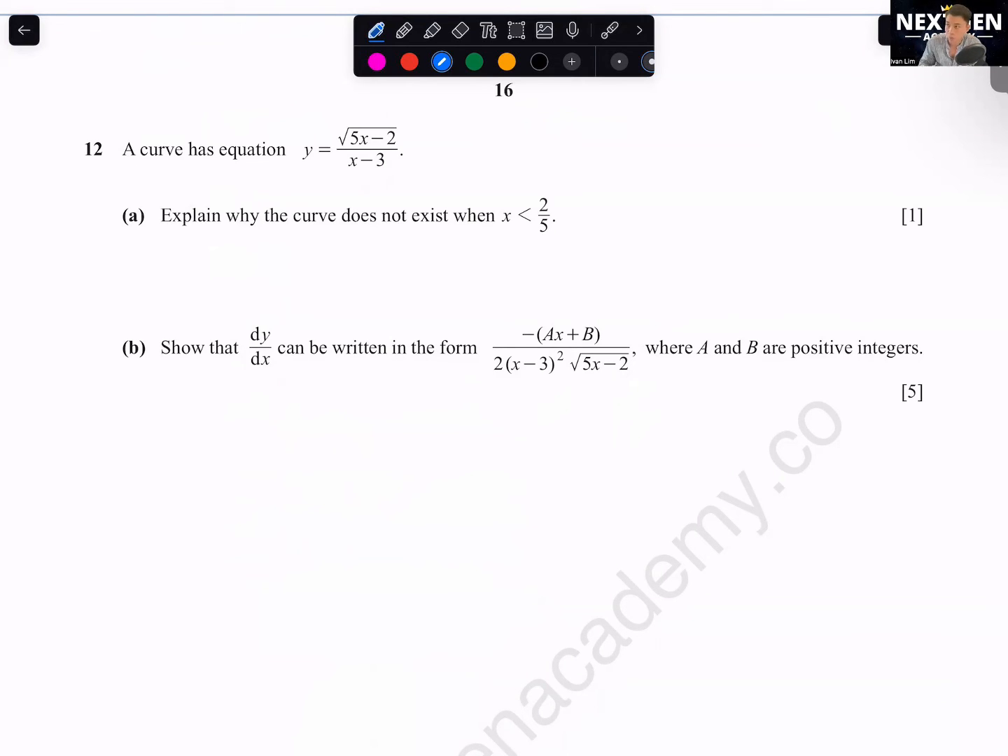So what we need to know is that this value, your square root, cannot be negative. That's all you need. So you can just write square root cannot be negative. Now they want you to find dy over dx, but in this form. This is a type of question that I want you to take note of. It's a quotient rule type of question with a square root.